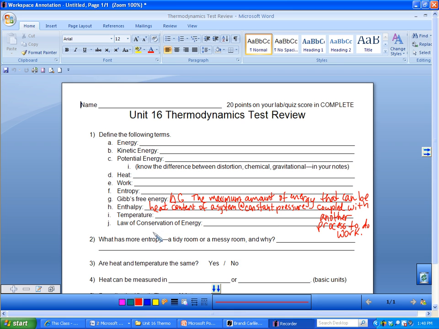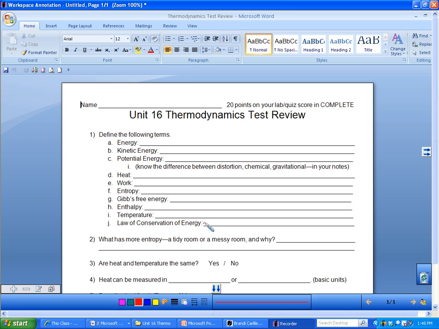Temperature is a measure of the average kinetic energy of the molecules in an object. The measure of average kinetic energy of the molecules in a substance. Okay, I'm going to clean those up, so if you need to look at that, you pause it and see what's going on, write it down.